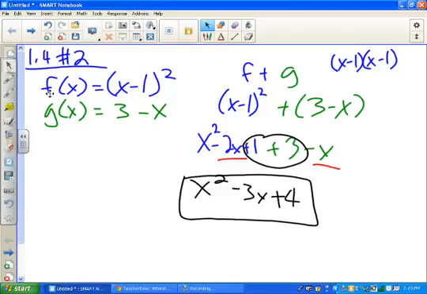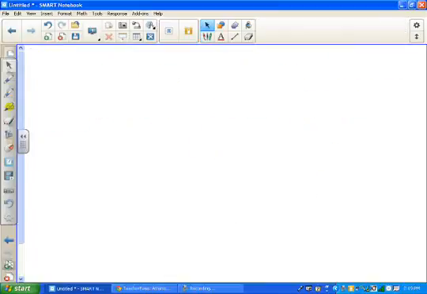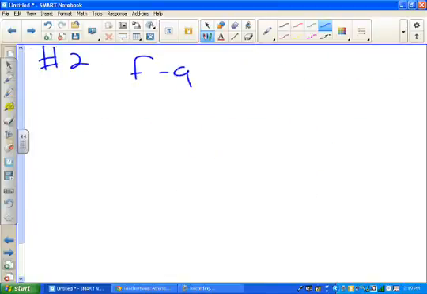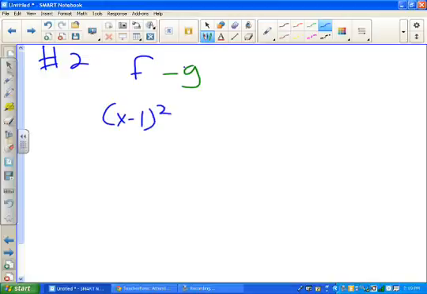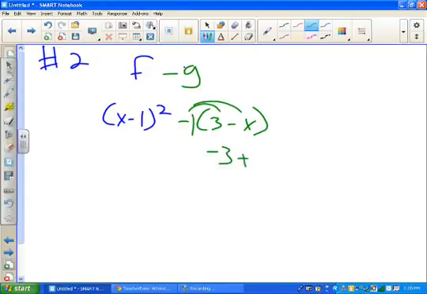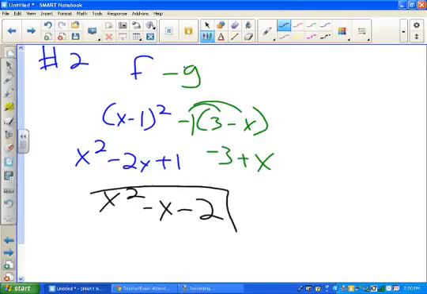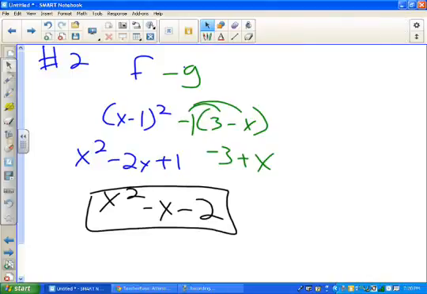So not only can we add functions, but if we wanted to, we could also subtract functions. So let's do f minus g. If I were to do f minus g, same thing, except now I'm going to put a minus sign in front of the function of g. So we're going to write x minus 1 squared minus the quantity 3 minus x. I'm going to distribute the negative sign through the parentheses, and that changes the sign. So now my positive 3 becomes negative 3, and my negative x becomes positive x. Expand the square, and then add like terms, and f minus g now equals x squared minus x minus 2.